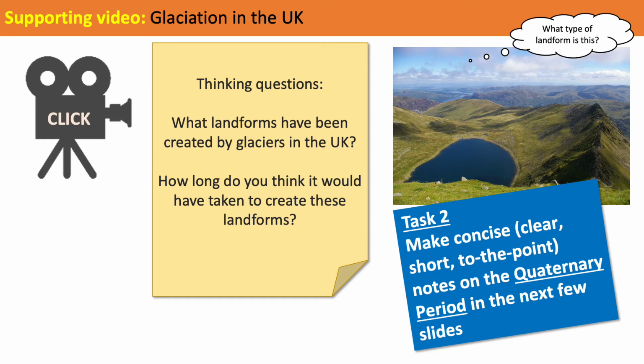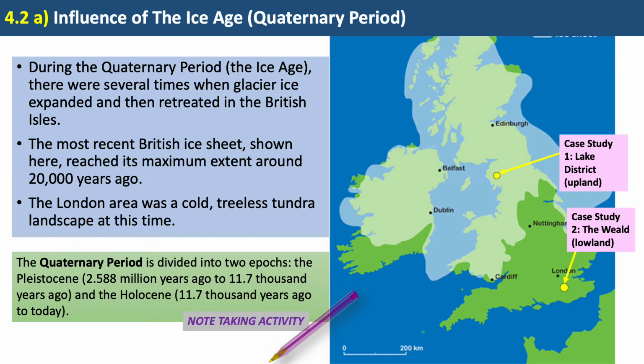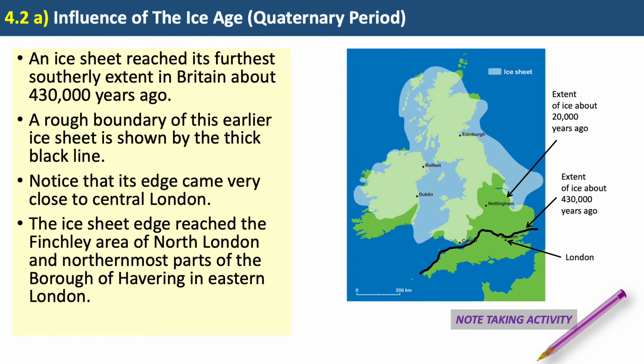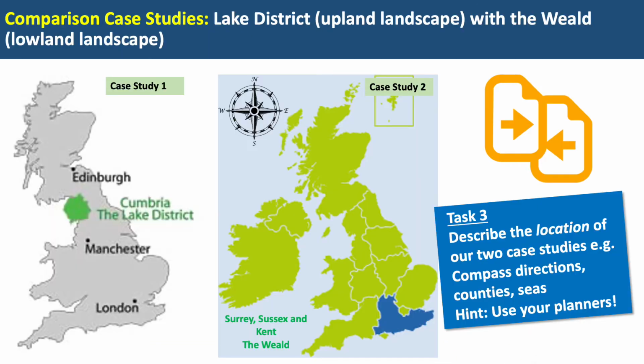And then you're going to make really clear, concise notes on the next few slides, which are about the Quaternary period, aka the Ice Age. Now, those slides show you the extent, so how far it reached, the extent of the ice sheet that covered most of the British Isles. Okay, so for this slide, and to an extent this slide, you are making notes.